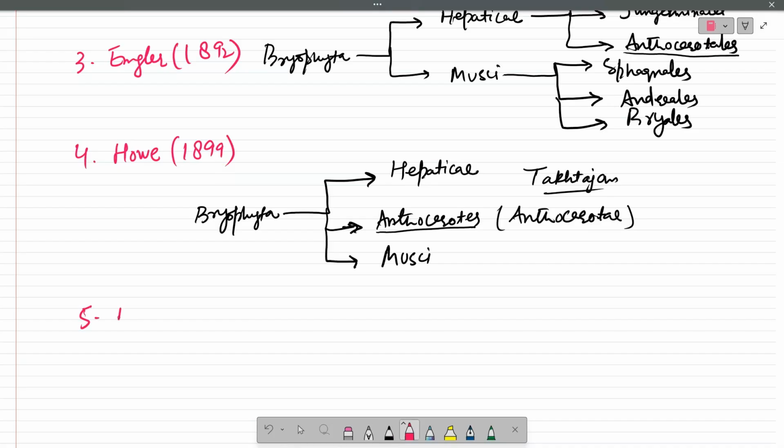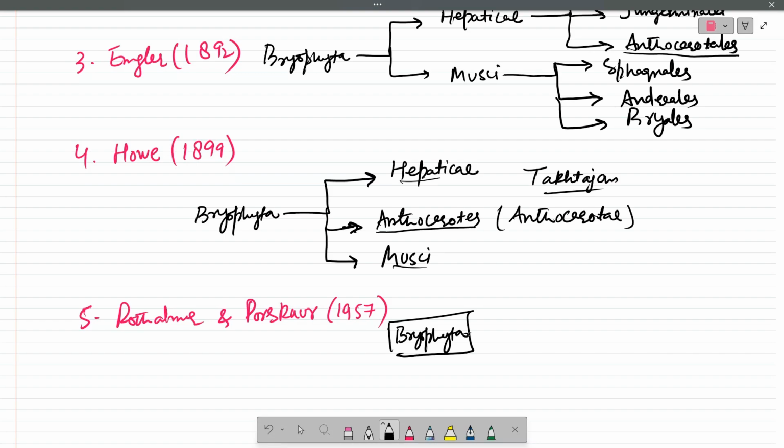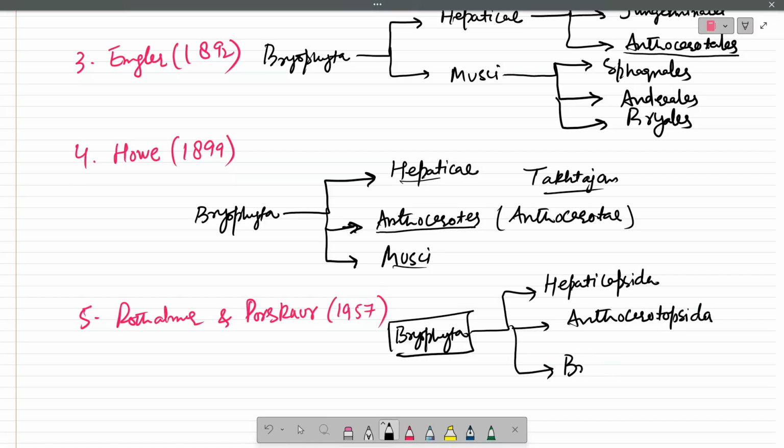Then Proskauer and Rothmaler in 1957 renamed these classes Hepatica, Anthocerotes, and Musci according to the ICBN rules. So the Bryophyta classes were renamed and they were called Hepaticopsida, Anthocerotopsida, and Bryopsida. And then Proskauer divided Hepaticopsida into four orders. Okay, let me write them down.